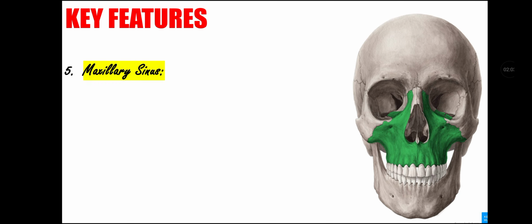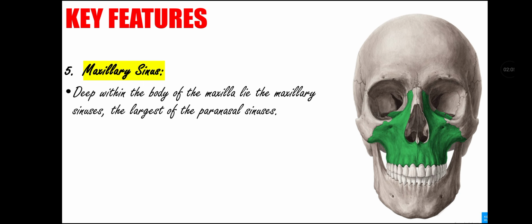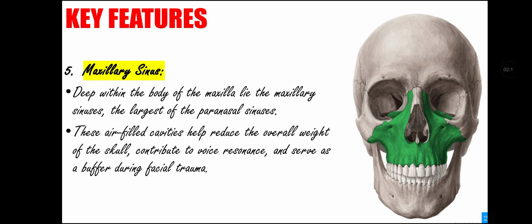Further talking about key features, it has the maxillary sinus. Deep within the body of the maxilla lies the maxillary sinus, which is the largest of the paranasal sinuses. The air-filled cavity helps reduce the overall weight of the skull, contributes to voice resonance, and serves as a buffer during facial trauma.